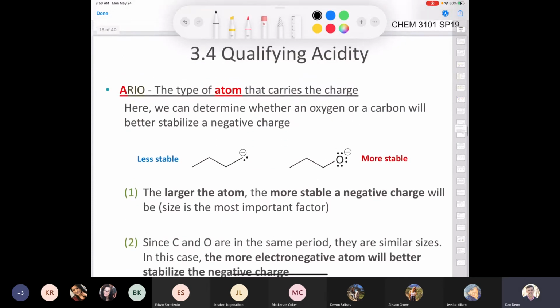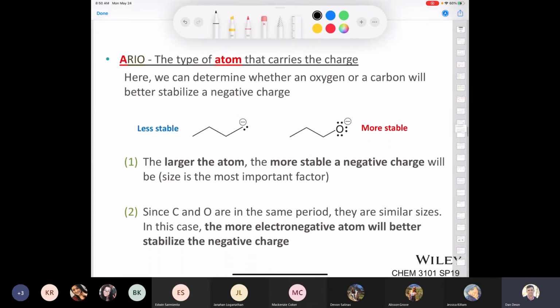Let's go through ARIO. Well, A, I told you, stands for atom, the type of atom that carries the charge. Here we can determine whether an oxygen or a carbon is going to better stabilize the charge. Look, you've got a carbon with a negative charge, and you've got an oxygen with a negative charge. If you look at the second period, you see that it goes boron, carbon, nitrogen, oxygen, fluorine. You guys all know that electronegativity increases going across a period, and therefore oxygen is more electronegative. It's got an electronegativity of 3.5, whereas carbon is only 2.5. Therefore, oxygen is going to be better at stabilizing that negative charge.